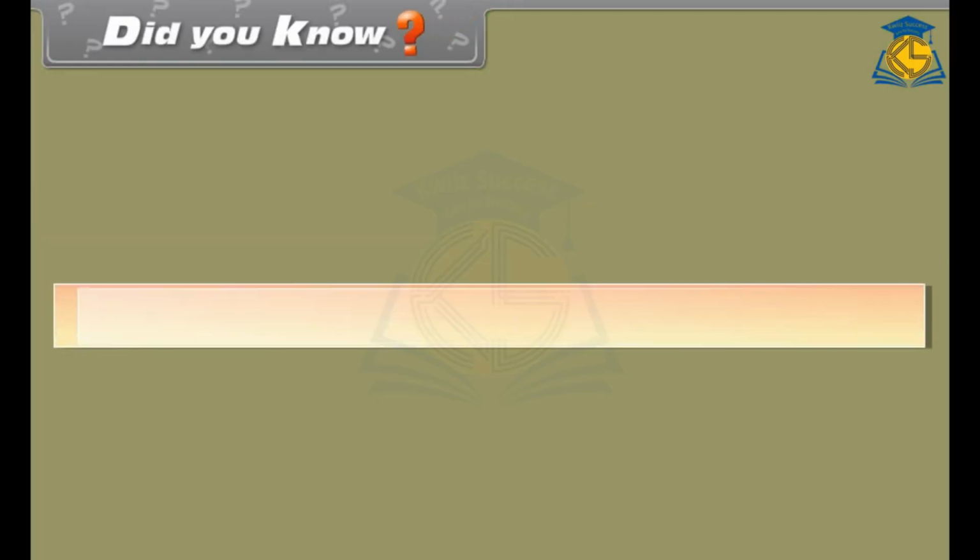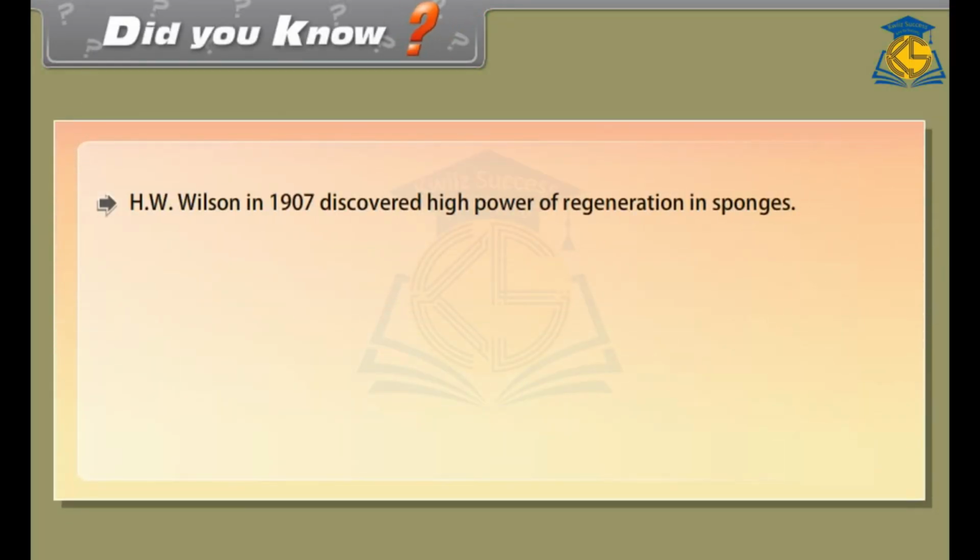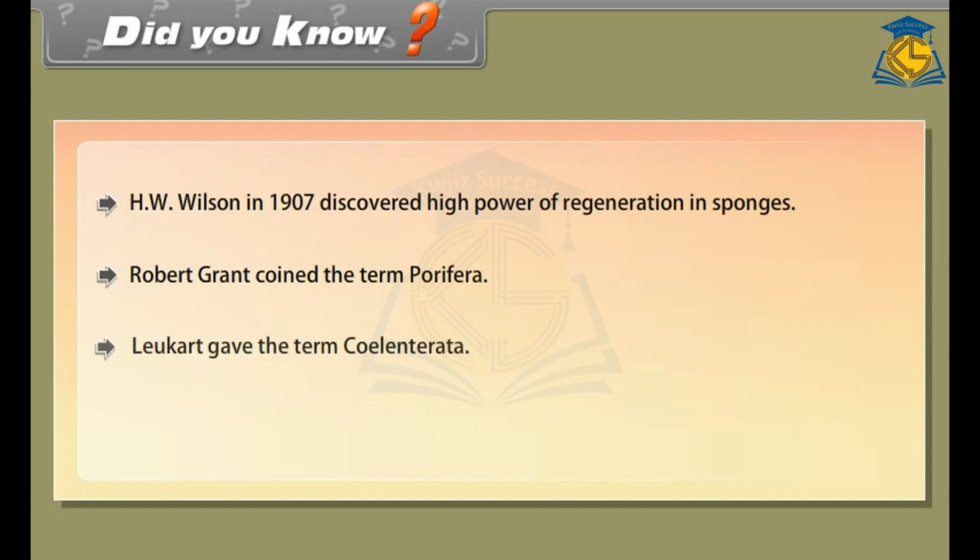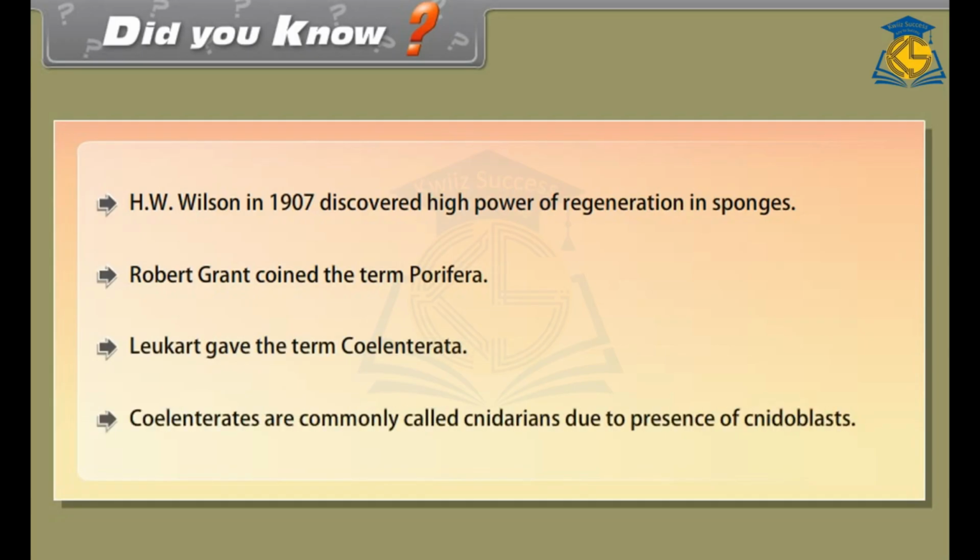Did you know? H.W. Wilson in 1907 discovered high power of regeneration in sponges. Robert Grant coined the term Porifera. Leuckart gave the term Coelenterata. Coelenterates are commonly called cnidarians due to presence of cnidoblasts.